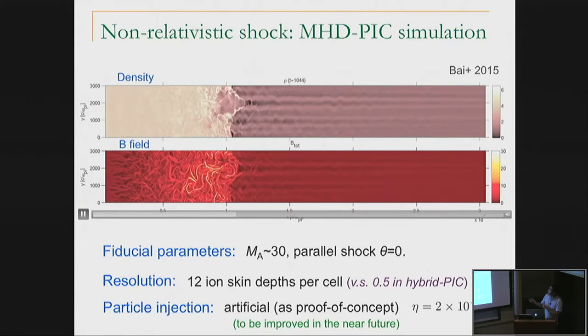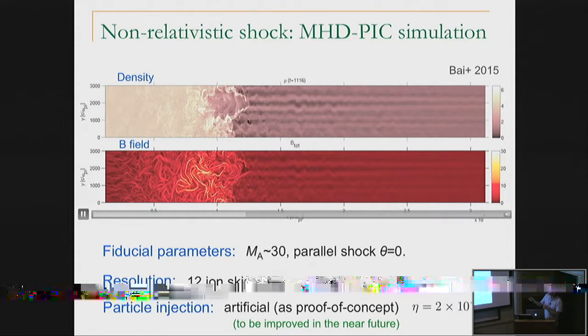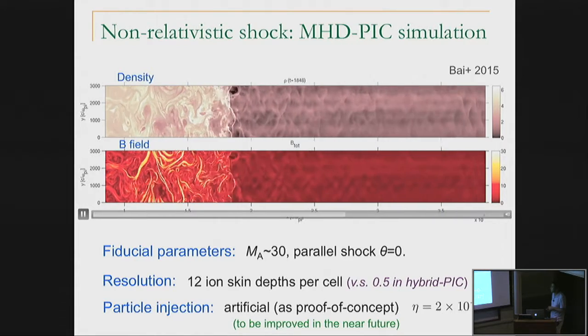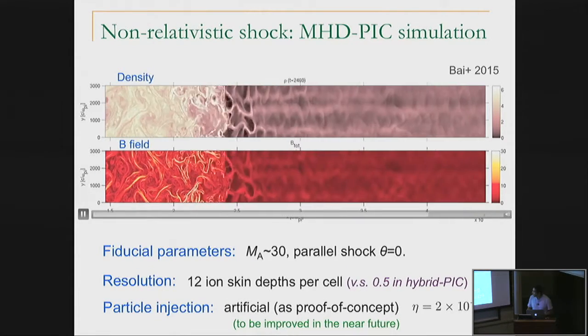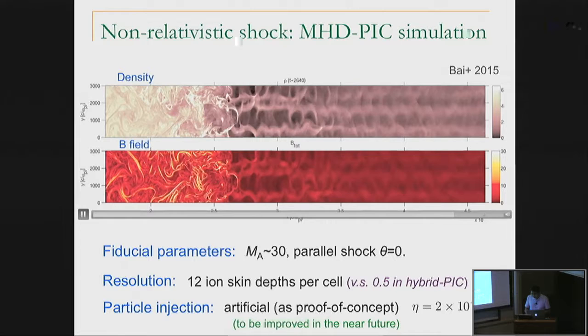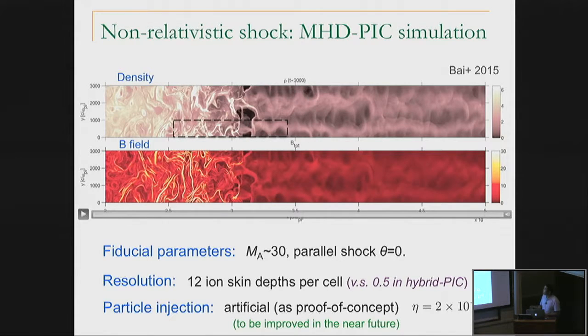Okay, instability is filaments of magnetic field. And just for comparison, we run this with a much bigger box. So this is a box.